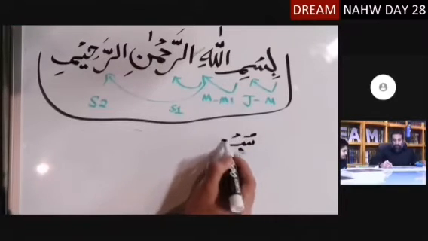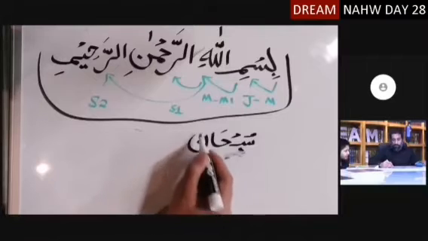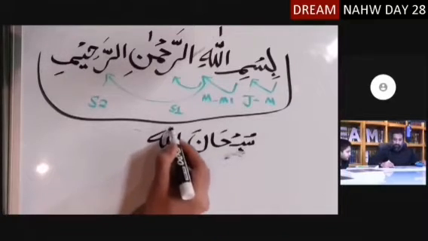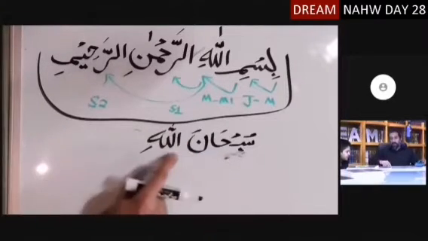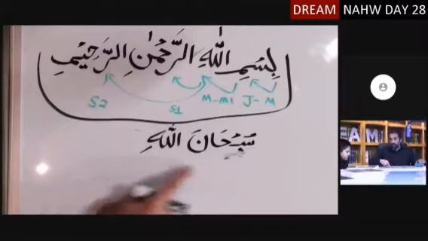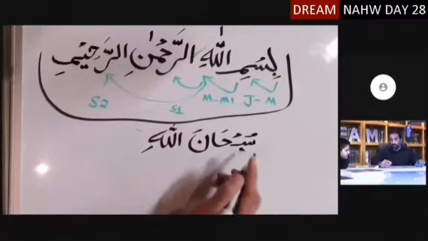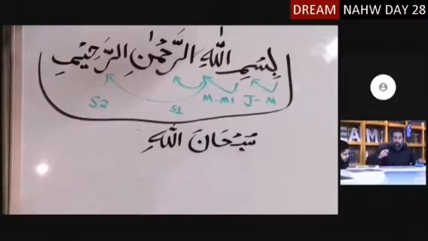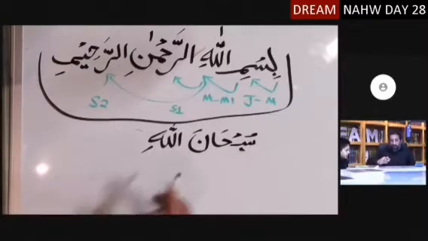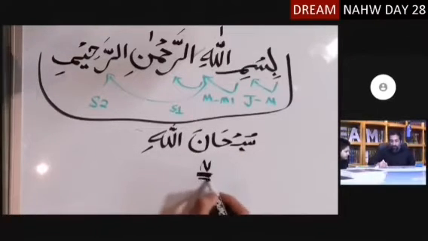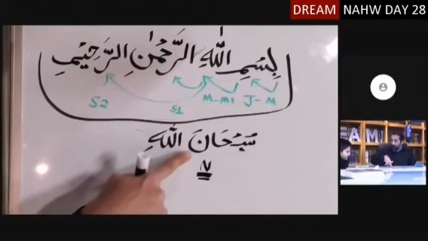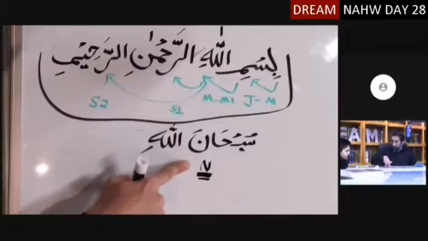If I say Subhanallah, we say this all the time. Now, Subhanallah is mudaf and mudaf ilayh. You can tell that, no alif lam followed by a jar, right? So that's why this is definitely mudaf and mudaf ilayh. But this is nasb. We don't say Subhanallahu, we say Subhanallah.